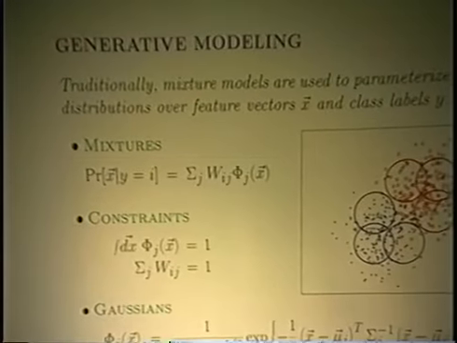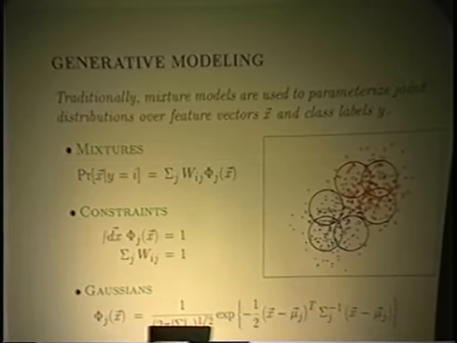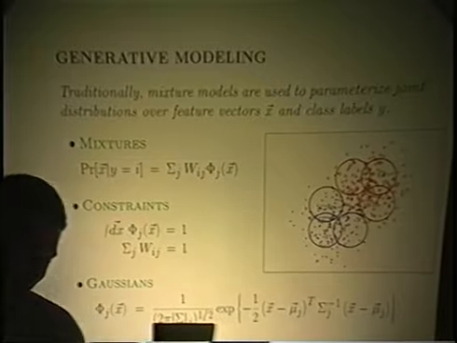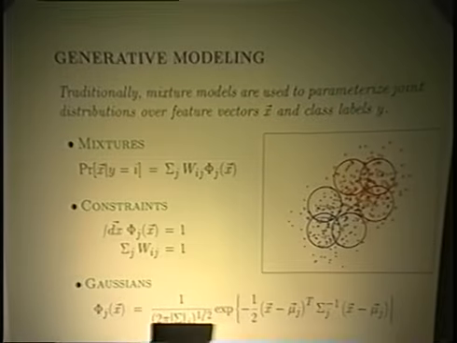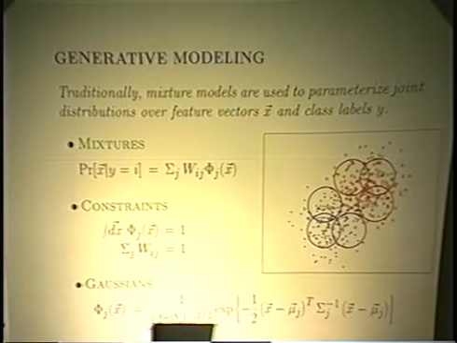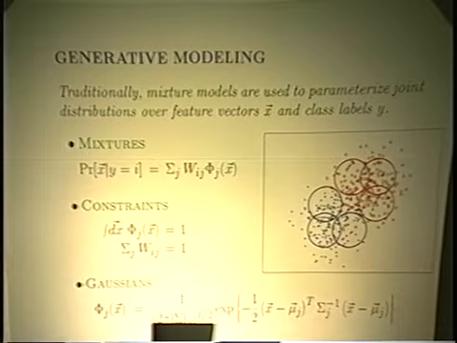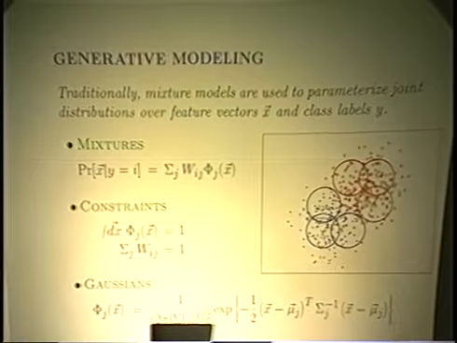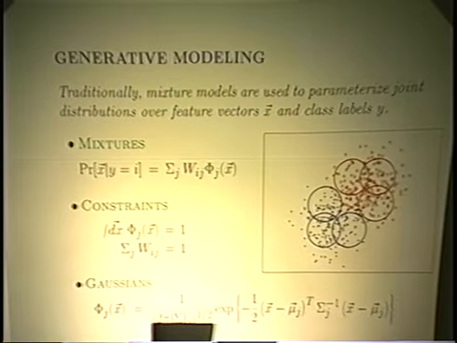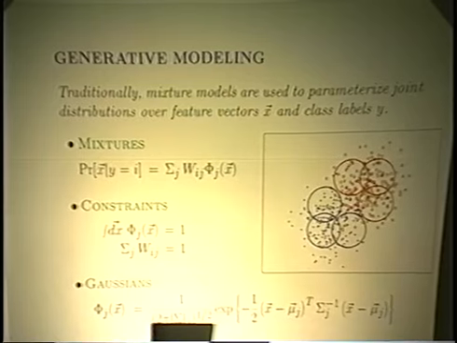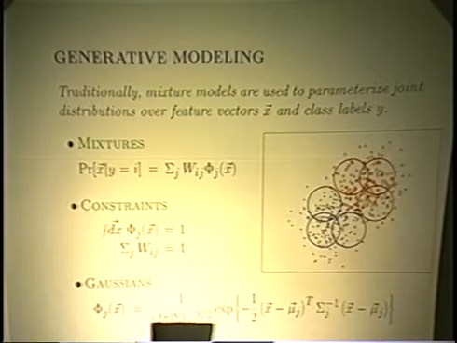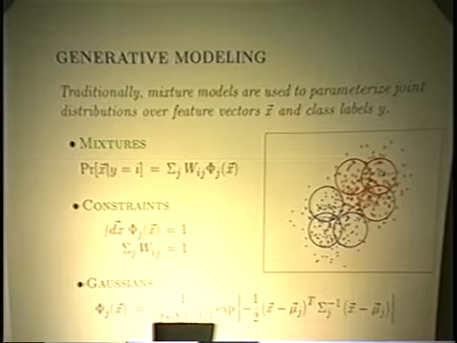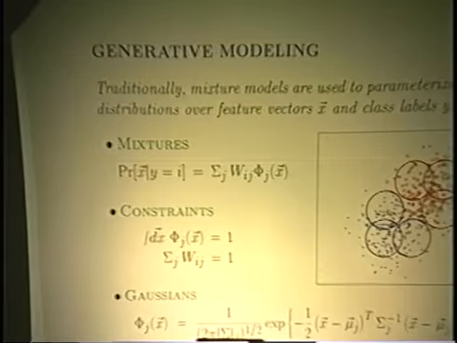So the traditional way that I'll refer to how these mixture models are used is as generative models. That is, they're used to parameterize joint distributions over feature vectors and their class labels Y. So for example, you have a data set with two different classes of data indicated in blue and red, and you're trying to model each class conditional distribution by some mixture of basis functions. And this is really just going to set the notation for the rest of the talk.